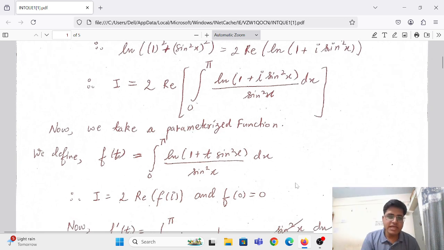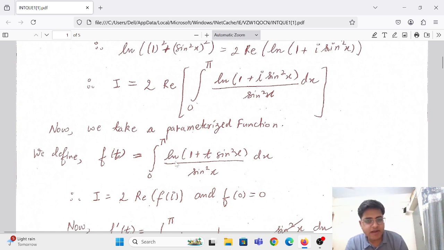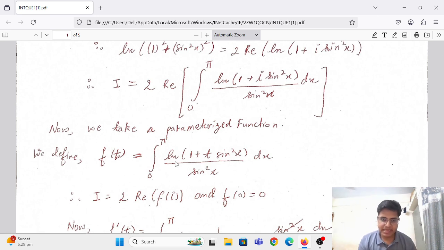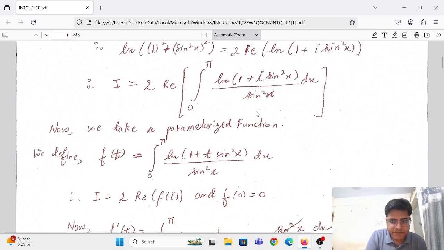How will we do that? We'll parameterize the given function. So we'll define a function f of t as the integral from 0 to pi of ln of 1 plus t sin squared x divided by sin squared x dx. What did we do? We had a particular function, and we said let us call this function f of t, where we replace iota with t. So we parameterize this entire expression into this function.